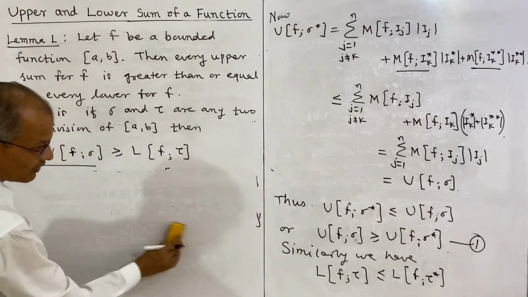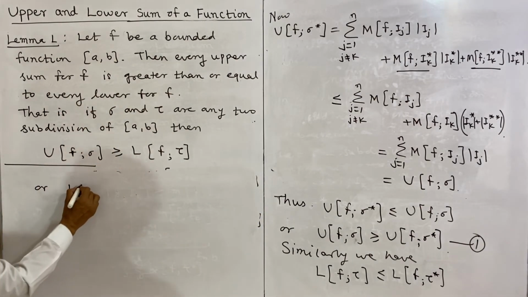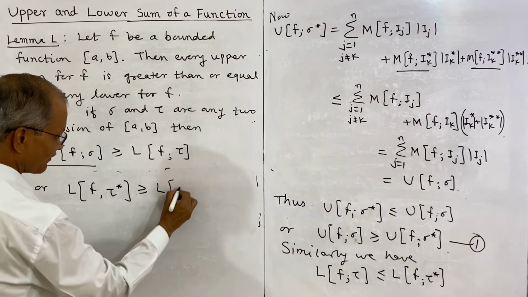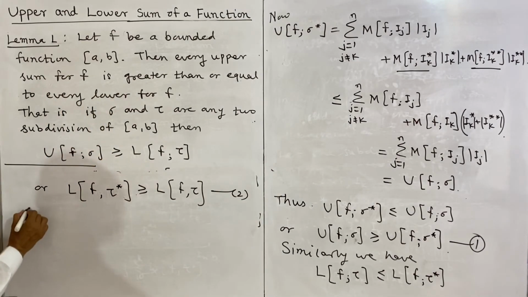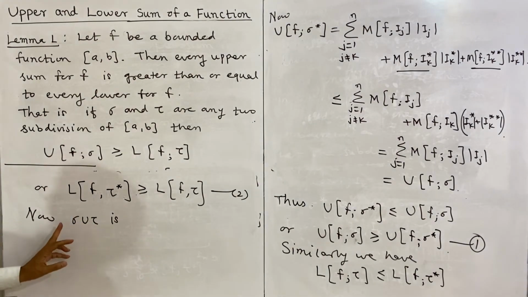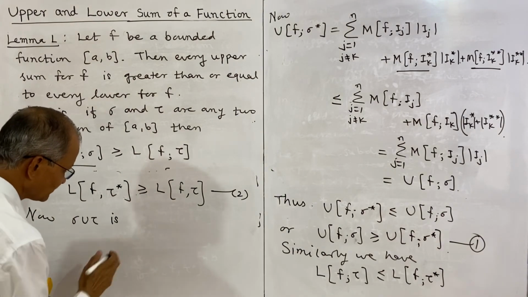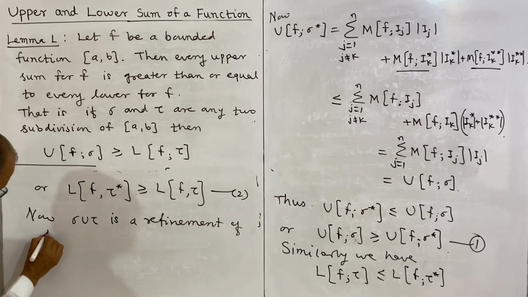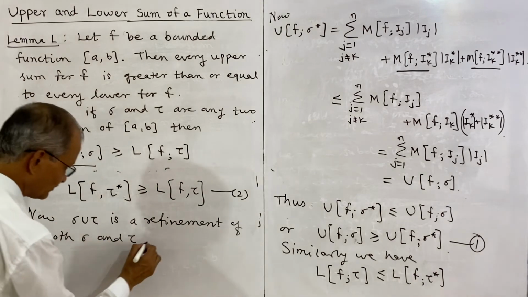Or that can be written as: the lower sum of f on tau star is greater than or equal to the lower sum of f on tau, and we suppose this as the second result. Now, if you take sigma union tau, then it is a refinement of both sigma and tau.